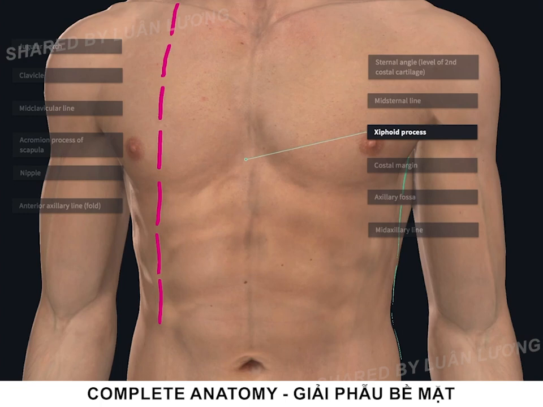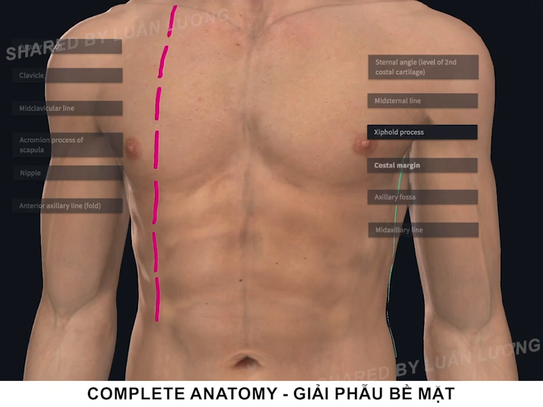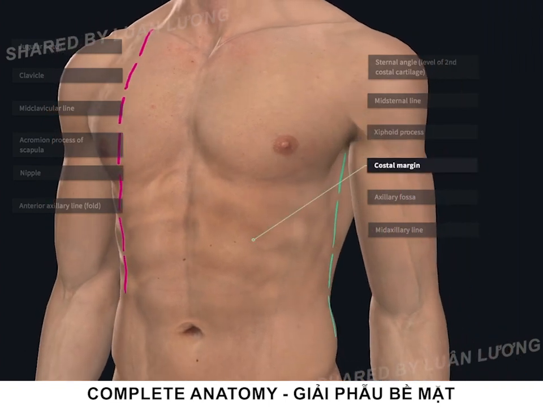Now, if we move laterally from the xiphoid process, we can move along the costal cartilages and feel the costal margin, which will then help us differentiate the contents within the thoracic from the abdominal cavity.